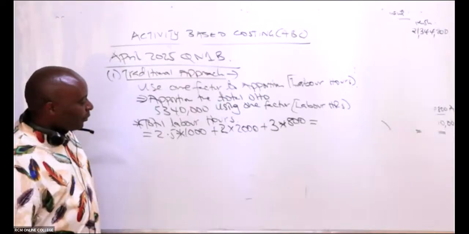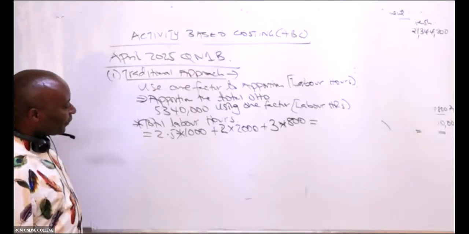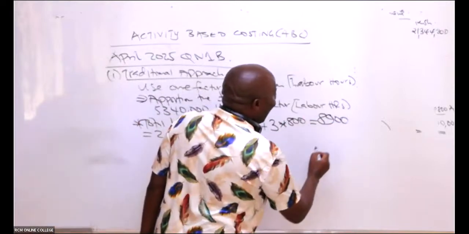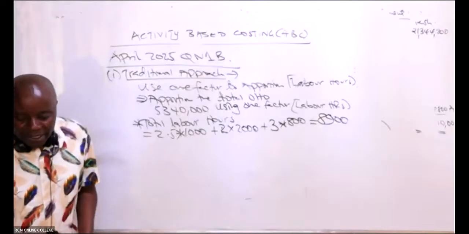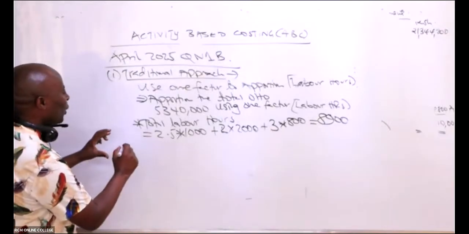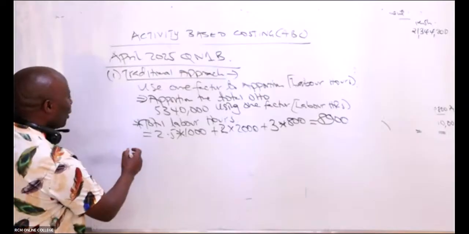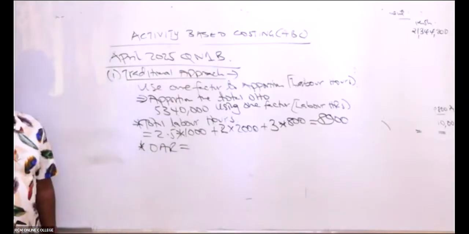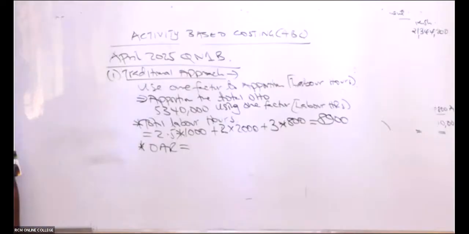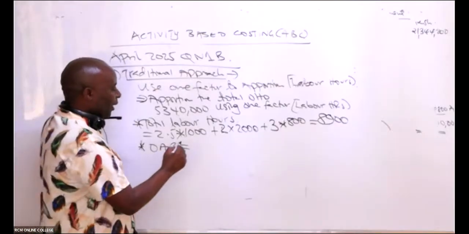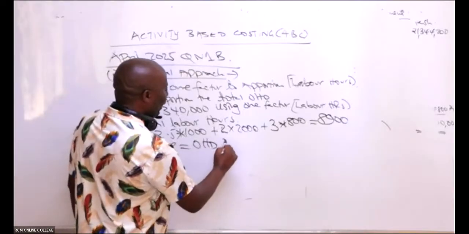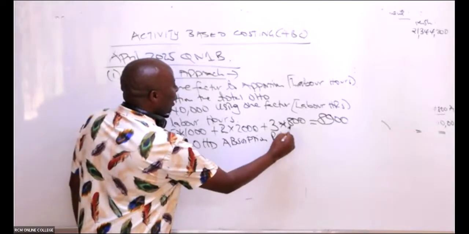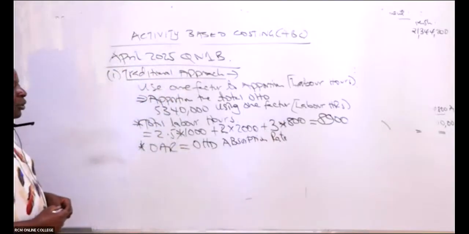Is there somebody with 1,000 something? 8,900, isn't it? Now, once I get these 8,900 hours, the second step is for me to calculate the metric for absorption. The second step: they give me OAR, overhead absorption rate. You can write this in full, overhead absorption rate.